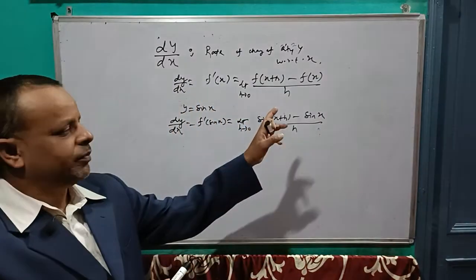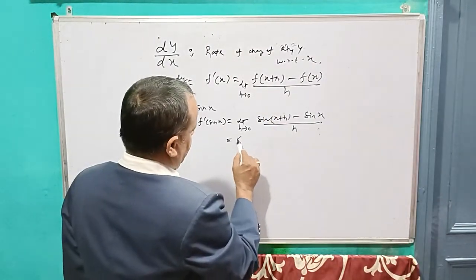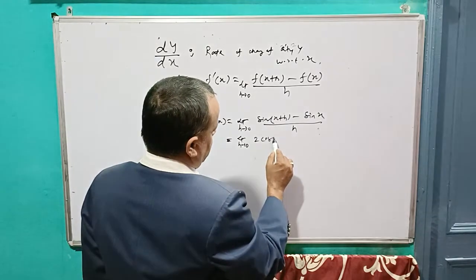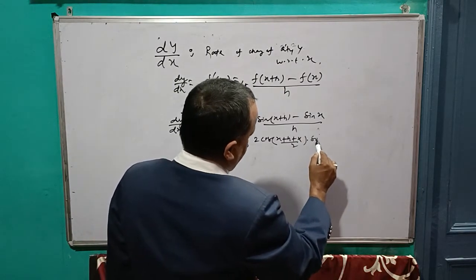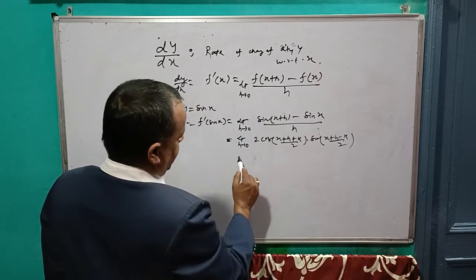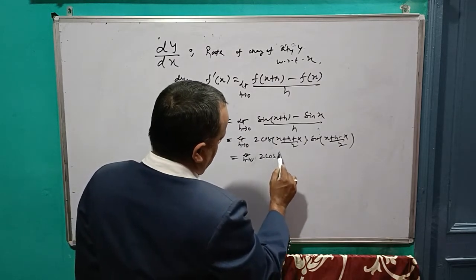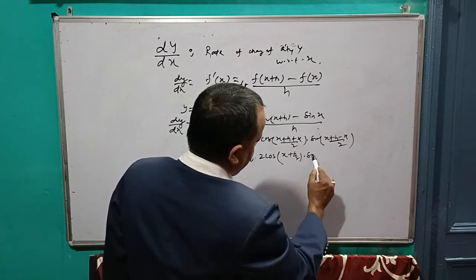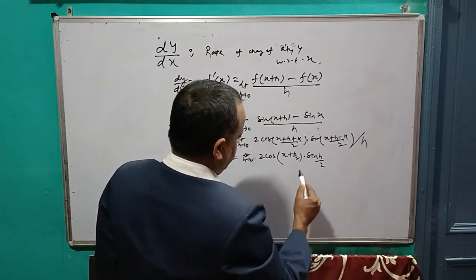Over here we'll apply the trigonometric formula, that is sin c minus sin d. It is coming out to be limit h tends to 0, and sin c minus sin d is 2 cos c plus d by 2 into sin c minus d by 2. So it becomes limit h tends to 0, 2 cos x plus h by 2, sin h by 2. We are left with this h also, we'll place.